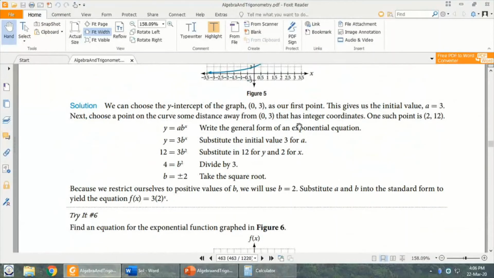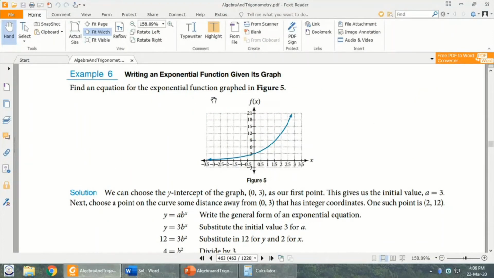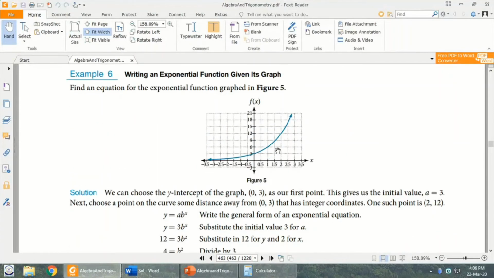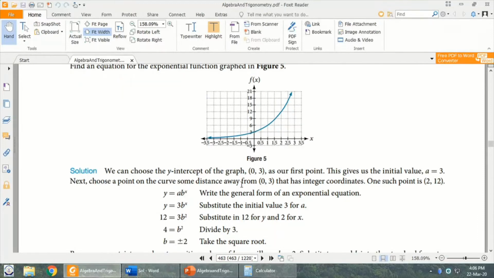Okay, then y-intercept. Let's suppose this is another situation for an exponential function graph. They have given you the whole domain, and 0, 3. It would mean that obviously x doesn't have a value and we start with 3 here as our first point. So a is equal to 3 in this case. Now choose a point on the curve some distance away from 0, 3 that has integer coordinates. One such point is 2, 12. So you go to 2 and we have 12, and that will be this value somewhere here.